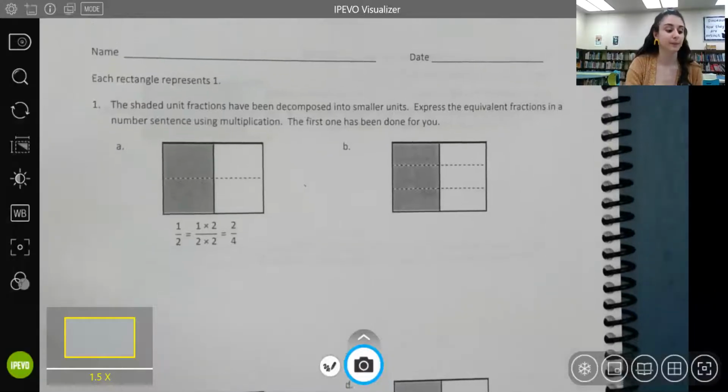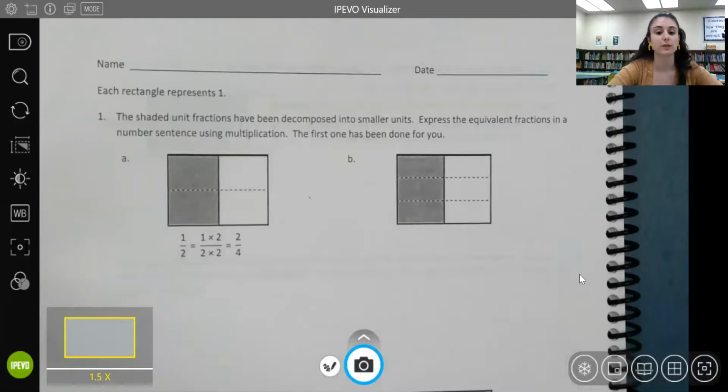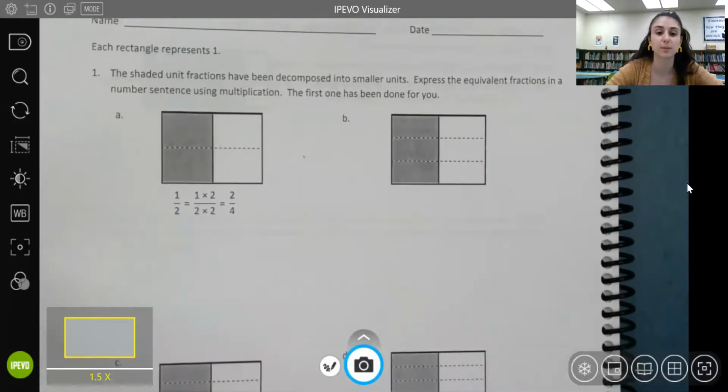Now I'm going to share my screen with you so we can work through these problems together. Okay, perfect. So we're on page 30 again, just to make sure you're all there. The directions at the top say each rectangle represents 1. The shaded unit fractions have been decomposed into smaller units. Express the equivalent fractions in a number sentence using multiplication. The first one has been done for you.